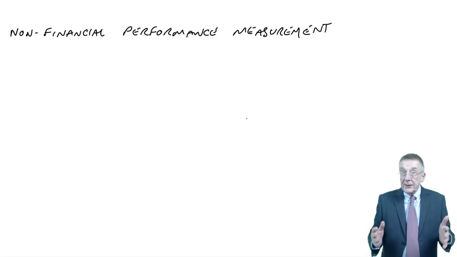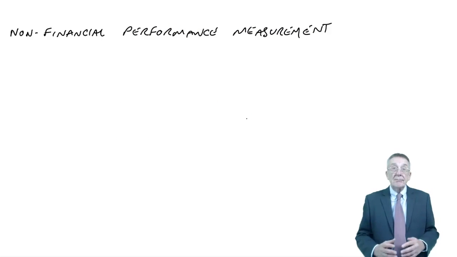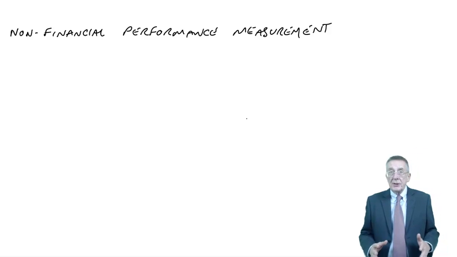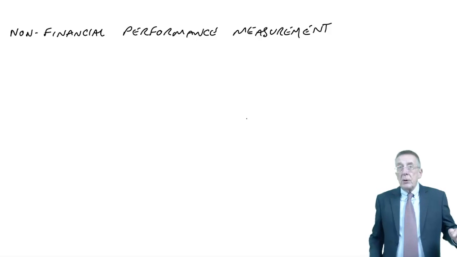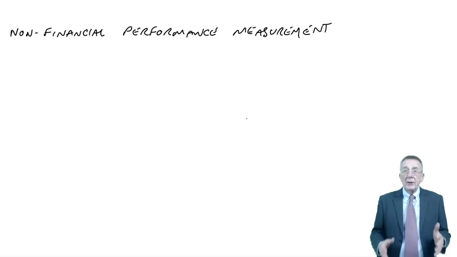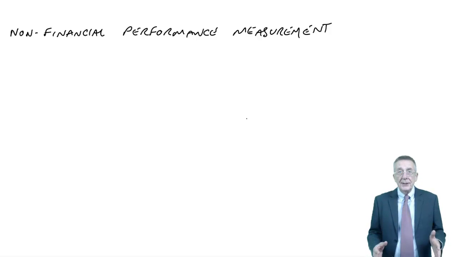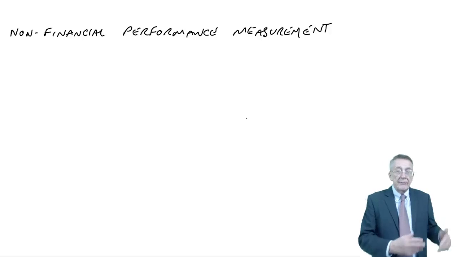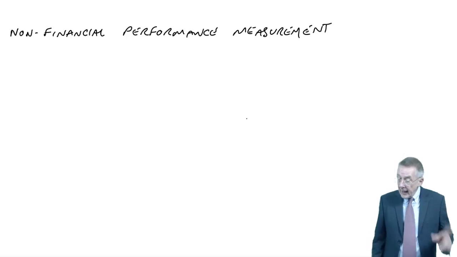Okay, we're still on the performance measurement section of paper F5. And this lecture is on non-financial performance measurement. Now, in the previous one, we looked at financial measures, and clearly any business wants to achieve more profit. And I said enough about all these different things we could look at in the previous lecture.